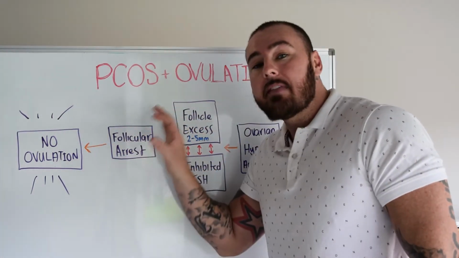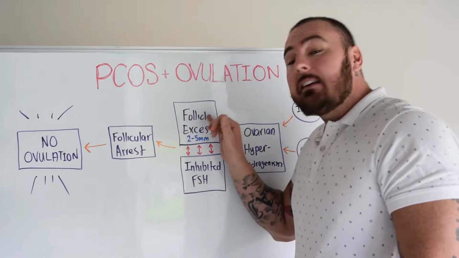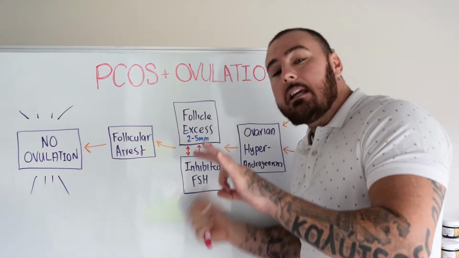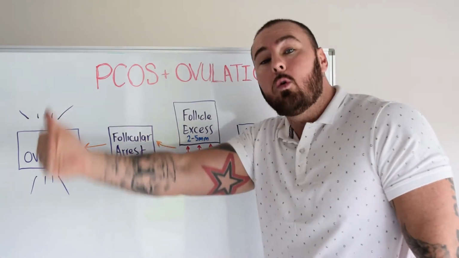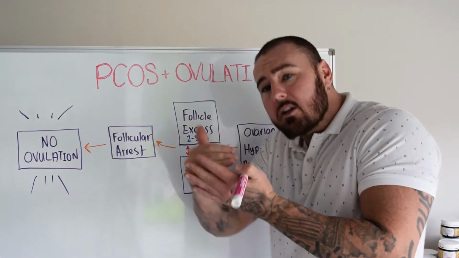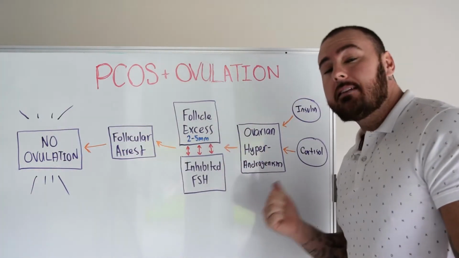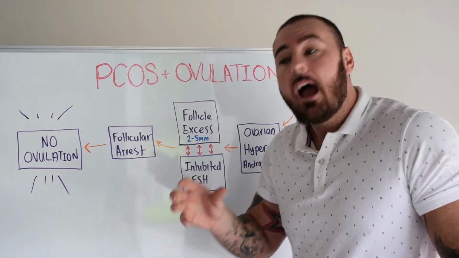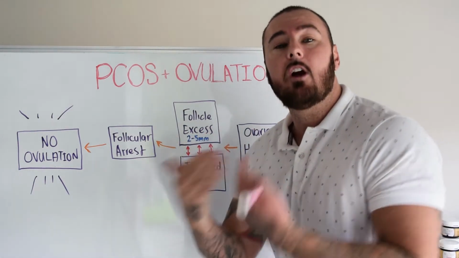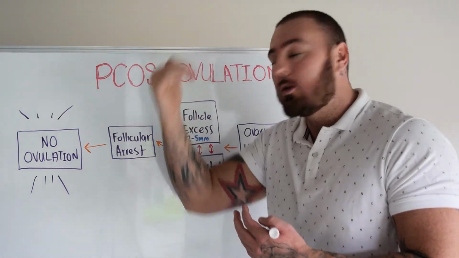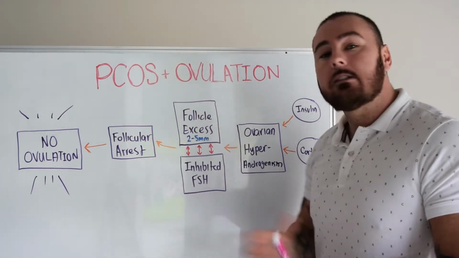The cause of that follicular arrest is follicular excess, the enlarged follicles, and inhibited follicle stimulating hormone. It's blocked, so those follicles can't mature. The cause of that is high testosterone in the ovaries, and the cause of high testosterone in the ovaries is high insulin and or high cortisol. So I hope this answers a few questions for you.